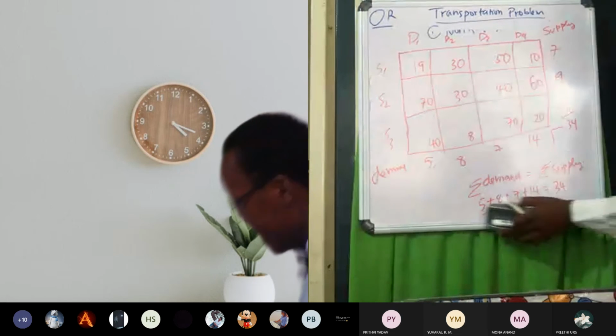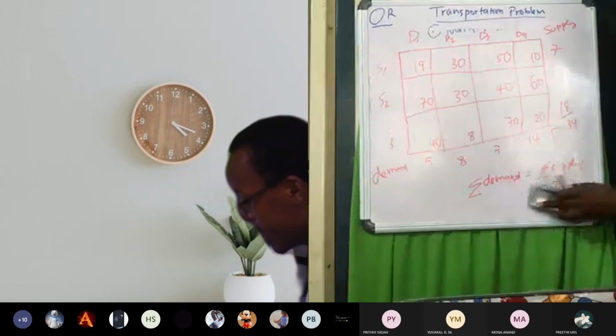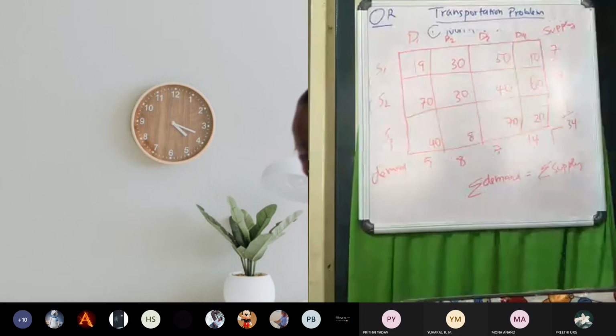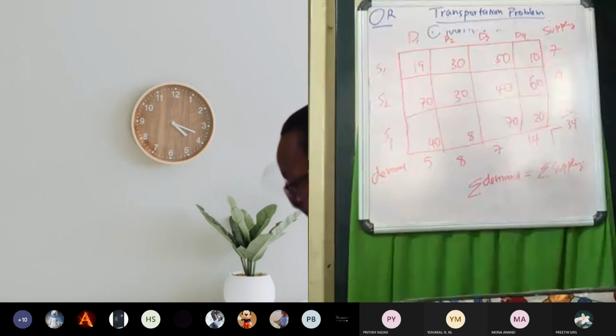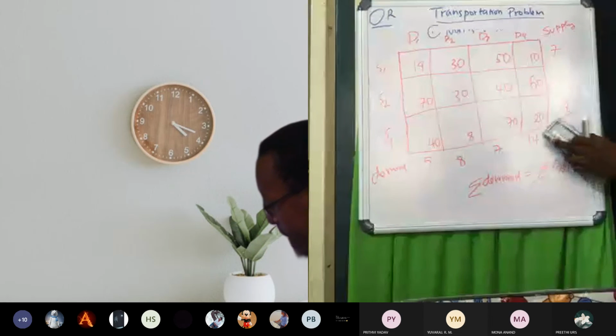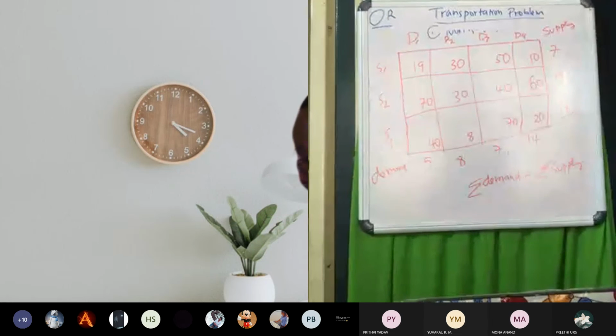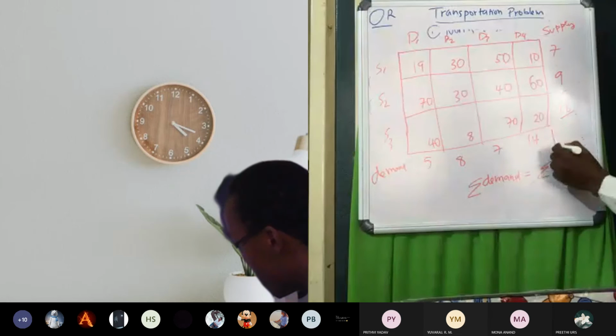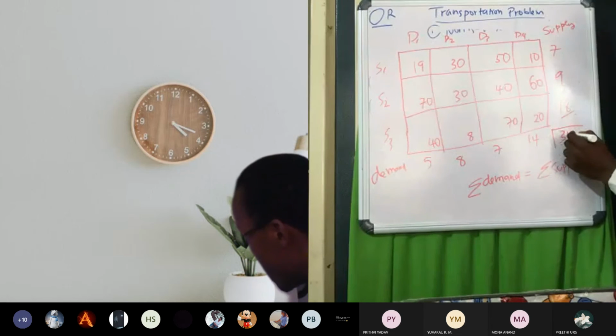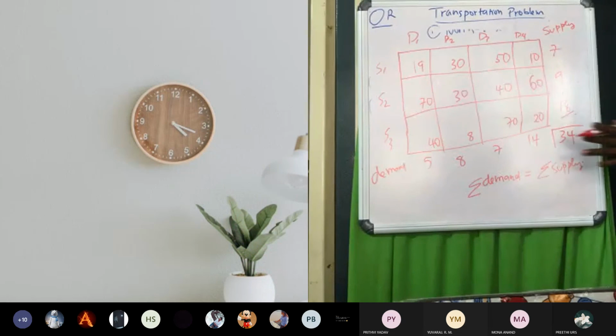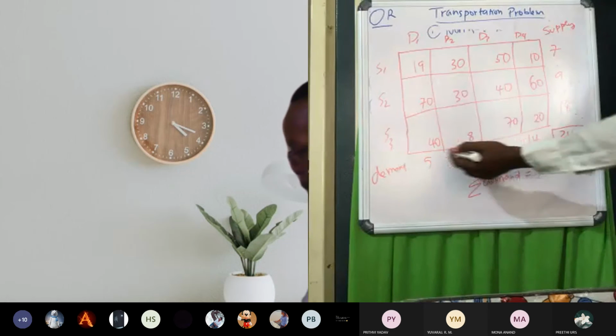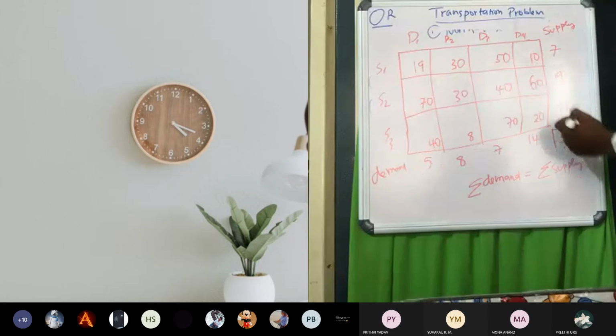The values are balanced. The demand and the supply are equal. So we say that the problem is balanced. Both are 34. Clear? It is just for indication, no need to mention it. You mention it because we want to show that the demand and the supply are equal.